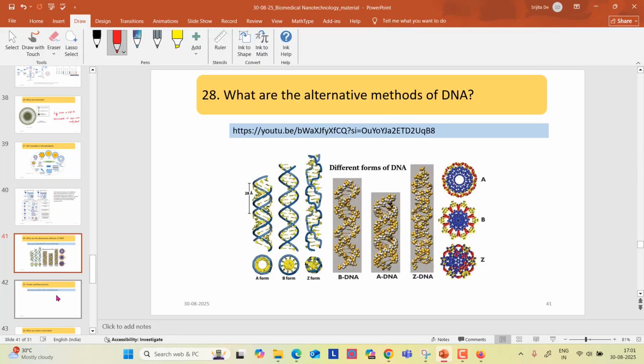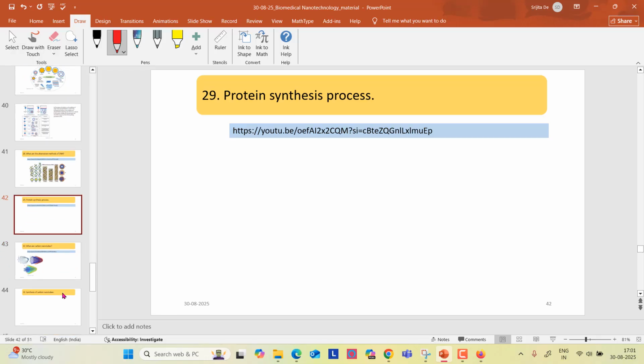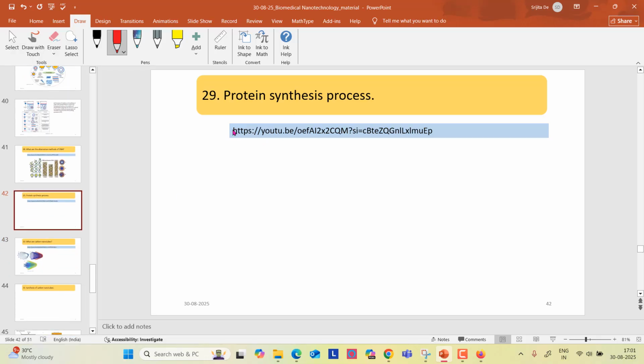Okay, next comes the protein synthesis process. Protein synthesis is just what I told earlier. You can go through the video also: DNA is transcribed into RNA and that is translated into protein. So you can go through the video later.